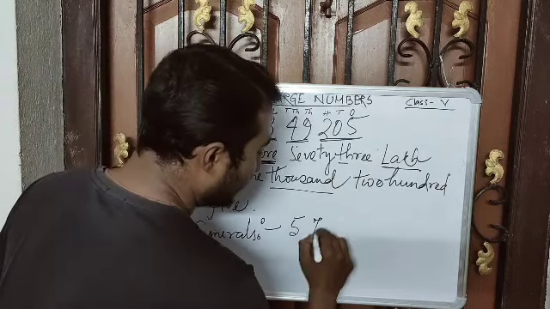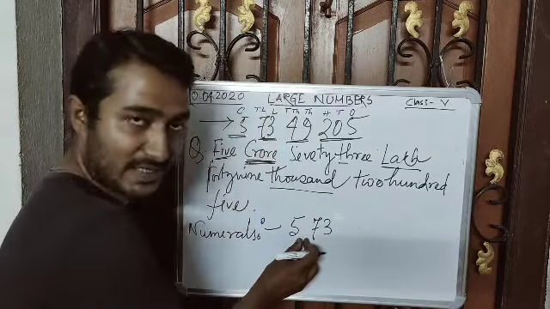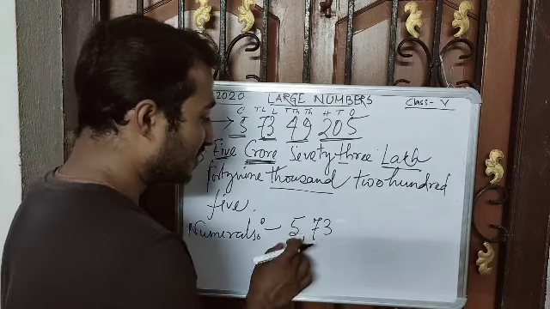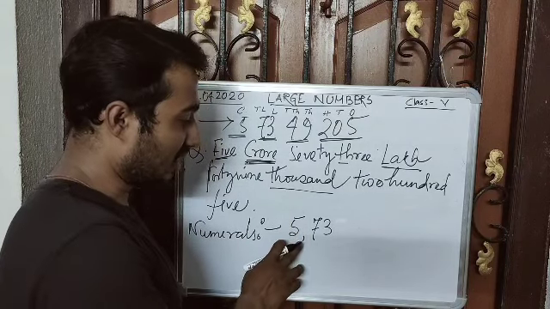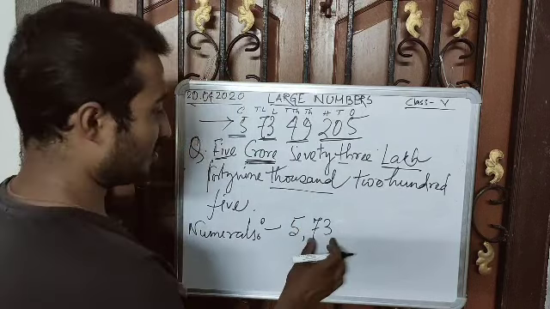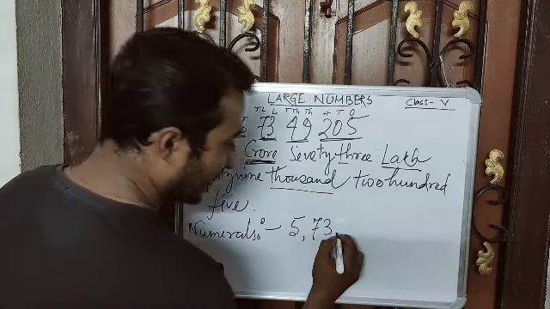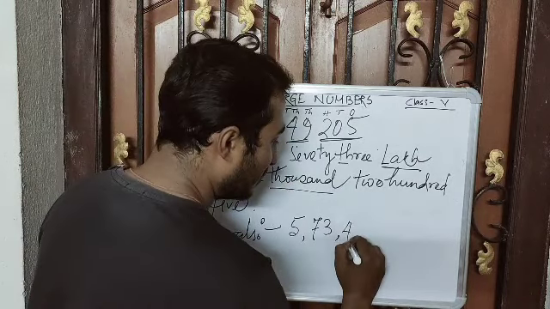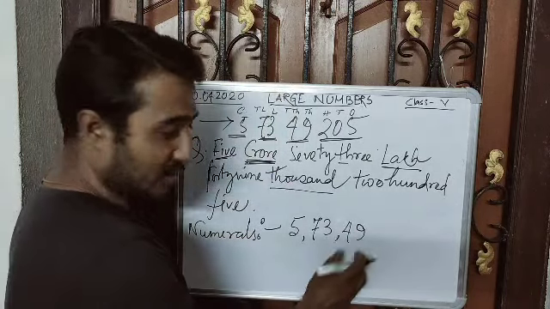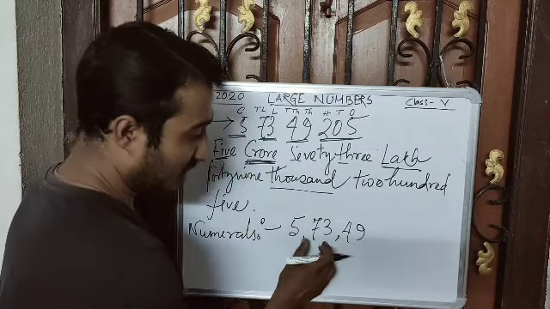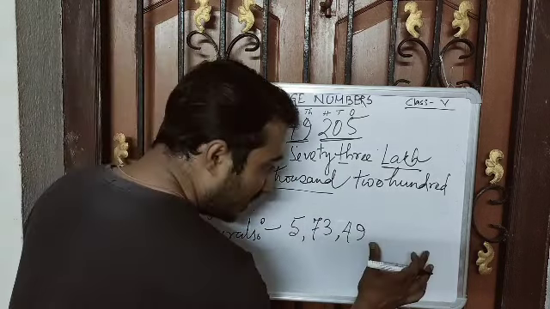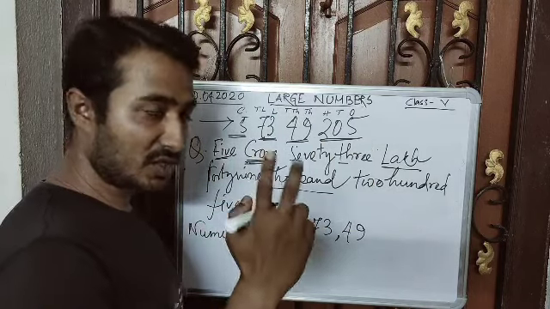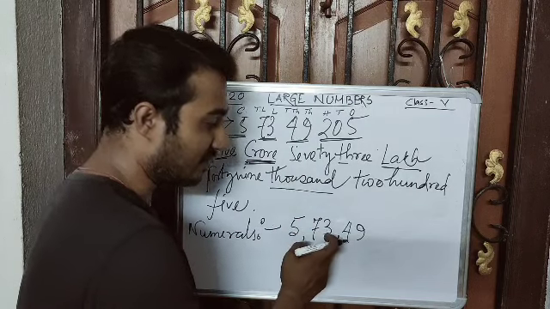73 lakh. So we are writing 73, leaving one space, or give a comma, whatever you like you may give. This is very, very vital, otherwise you may make mistakes. So 73 lakh, again one space or comma, 49,000 in the thousands period. Remember, all the periods contain two digits only. Only the ones period has 3 digits. All the remaining periods have only 2 digits. So never put a 0 after a number.